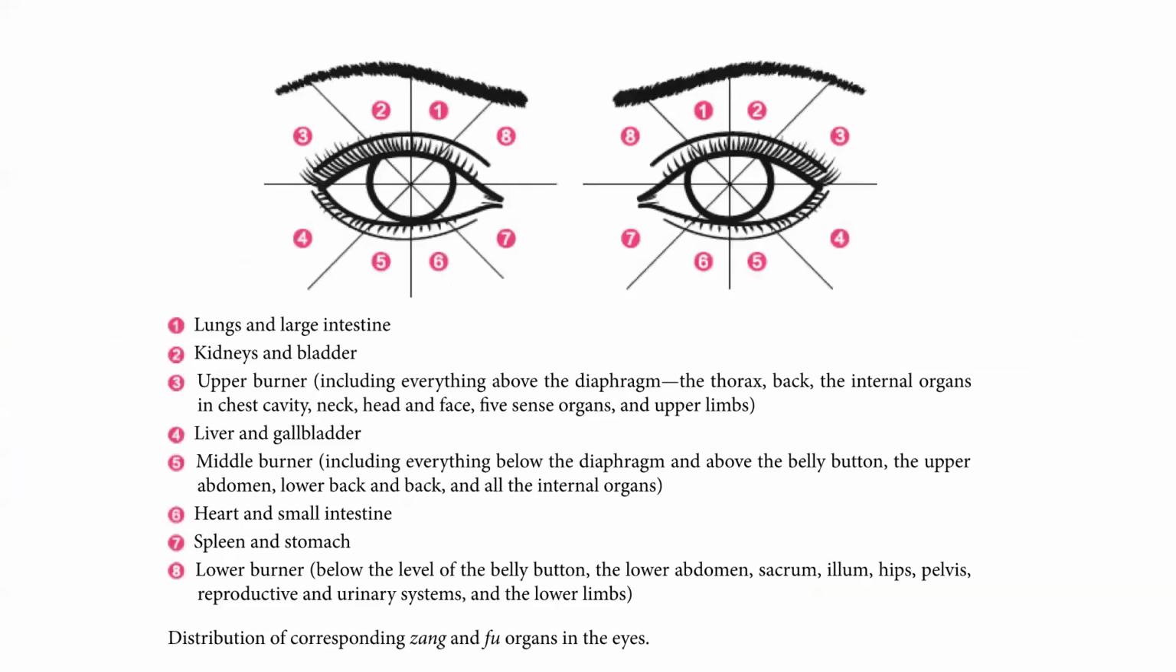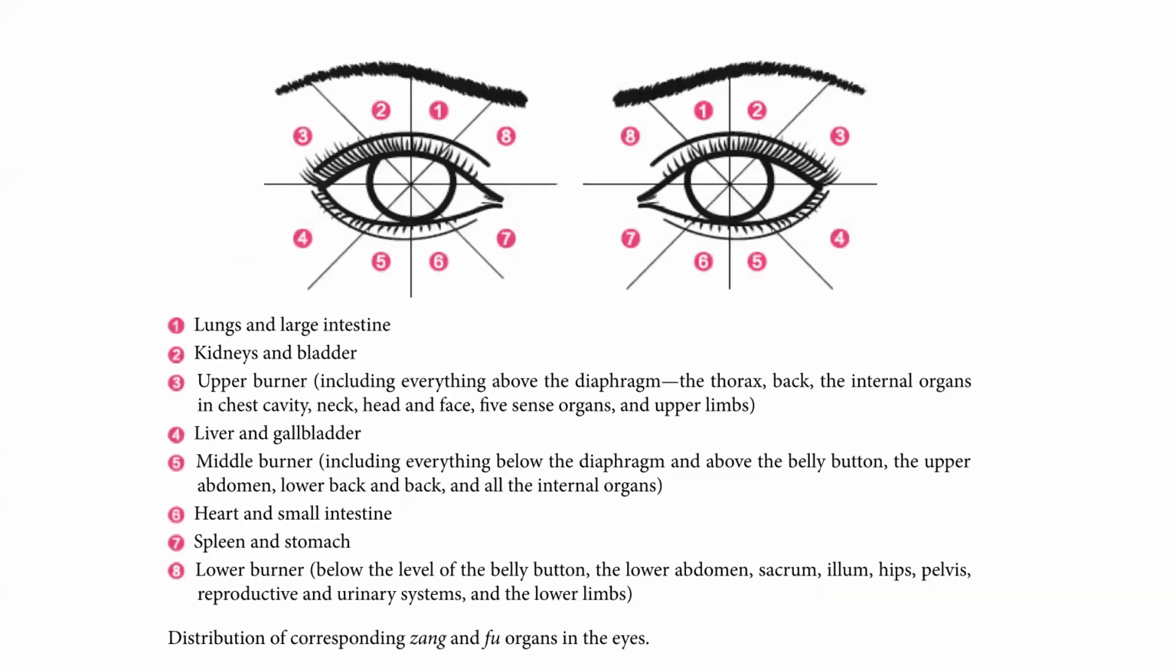Here is the illustration of the distribution of corresponding zang fu organs in the eyes. Number 1 pertains to the lung and the large intestine, 2 to the kidneys and bladder. Number 3, the upper burner. This includes everything above the diaphragm, the thorax, the back, the internal organs in the chest cavity, the neck, head and face, and the 5 sense organs and the upper limbs.